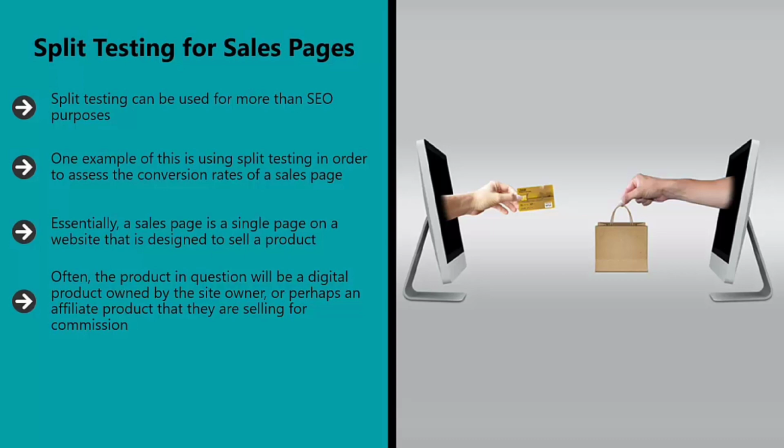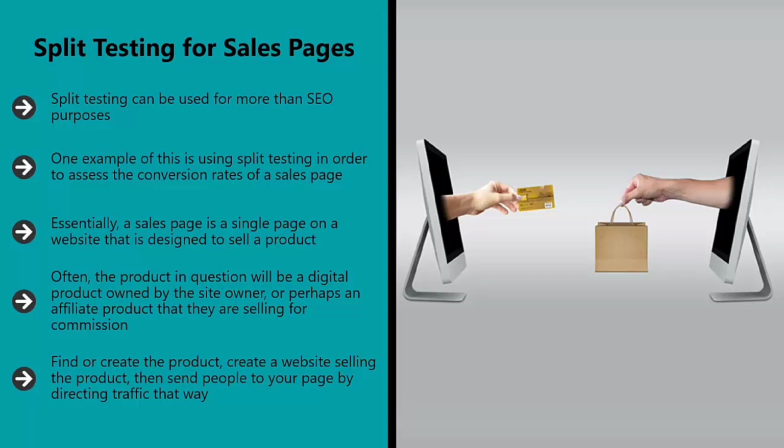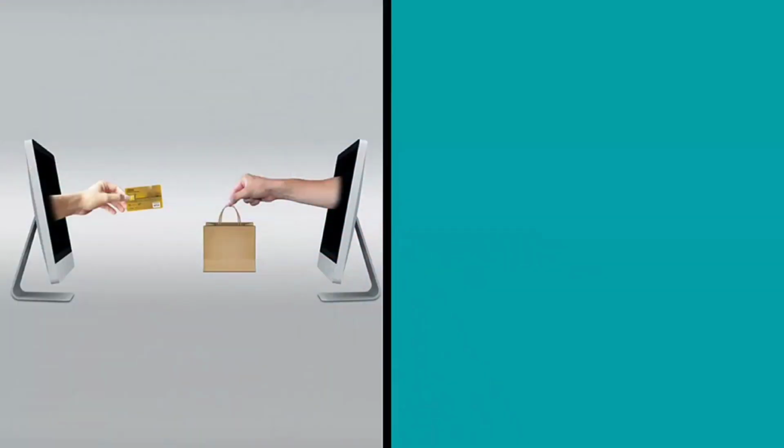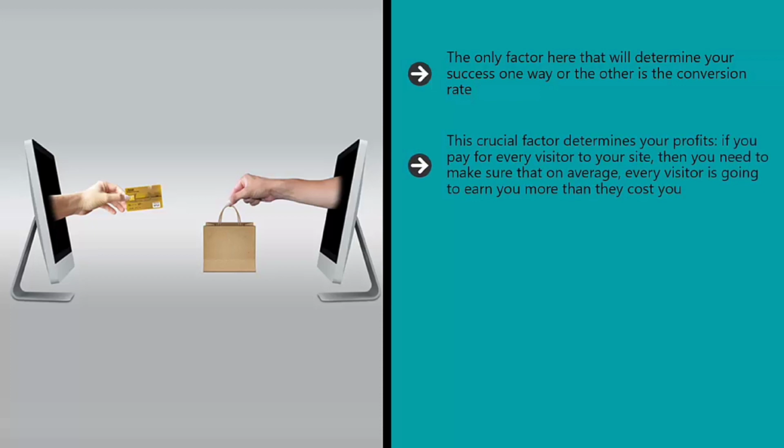Either way, this creates an extremely simple business model: find or create the product, create a website selling the product, then send people to your page by directing traffic that way. The only factor here that will determine your success one way or the other is the conversion rate. What percentage of people who visit your site end up clicking on your Buy Now button and placing an order? This crucial factor determines your profits.